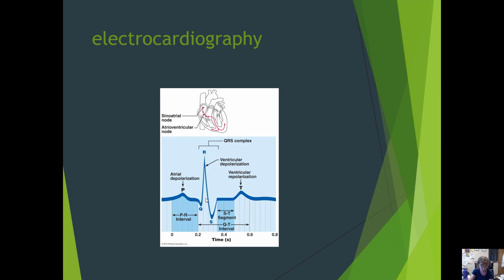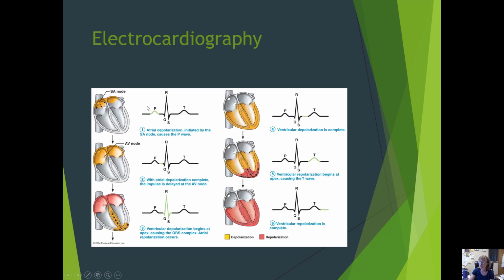It's just not significant enough for it to be recorded on an ECG. So remember, P wave, atrial depolarization; QRS, ventricular depolarization; T wave, ventricular repolarization. Here's just another example, our diagram of what's happening.